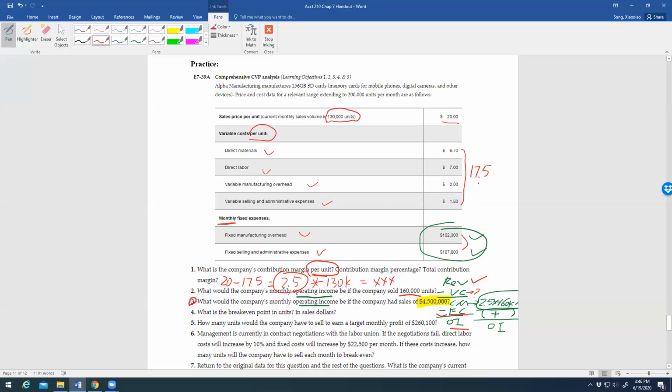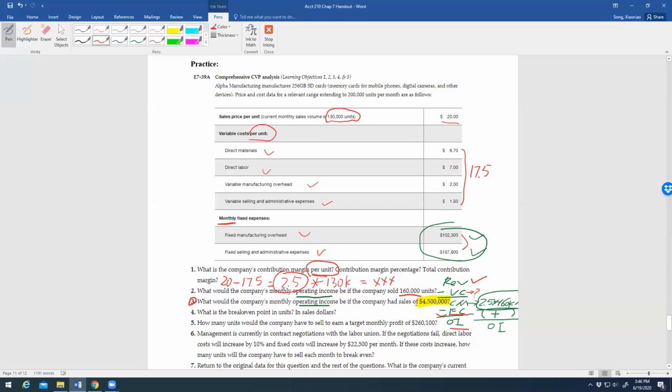Do you have any idea? I need your help, right? Come on, I need your help. I need the help from my smart 210 students. How do I get the volume? How do I get the units sold? You said, I think I figured it out. Okay, now share with me. How did you figure it out?